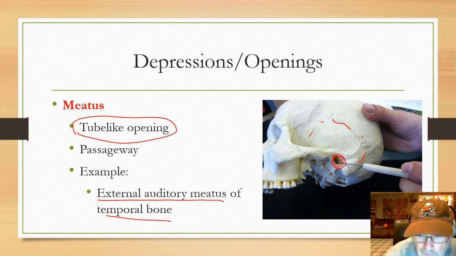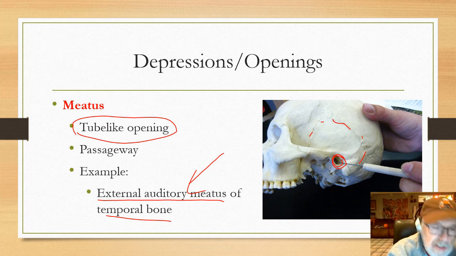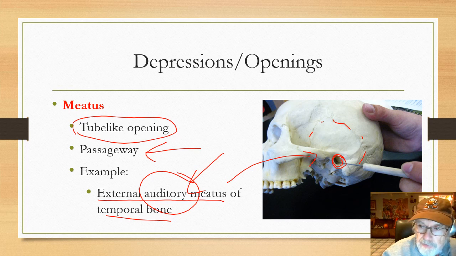If you go into that hole, sticking a little pin in there in a person, you'd go in a little bit, and the eardrum would be inside that little tunnel. So if you take your finger and stick it in your ear, you're sticking it through the external auditory meatus of the temporal bone, as far as it'll go, which isn't very far. A meatus is like a foramen, but it's more of a passageway, more like a tunnel, more like a tube. That's the difference. And again, this is the external auditory meatus. Auditory means hearing, another med-term word you could think about.